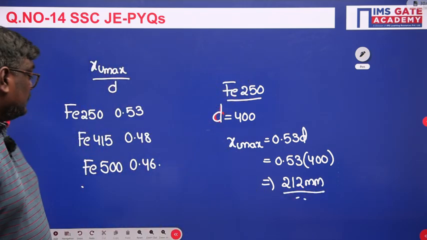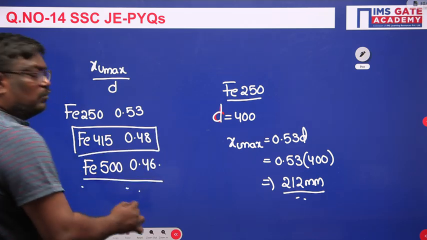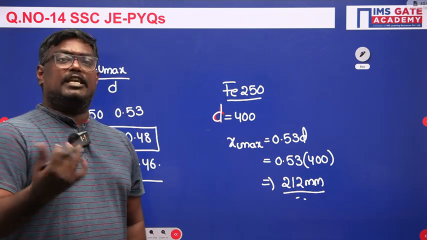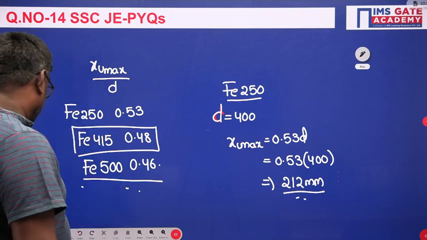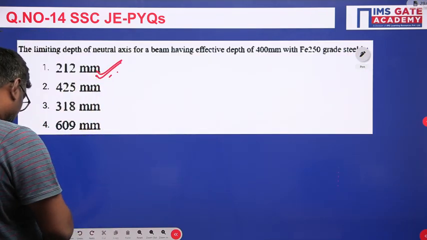Now, my dear students, if they ask you for Fe 415, it is 0.48D, for Fe 500, 0.46. Please remember this table so that it will help you for any grade of steel. So here the answer will be 212 mm. So option 1 is the correct answer. I hope you are clear.